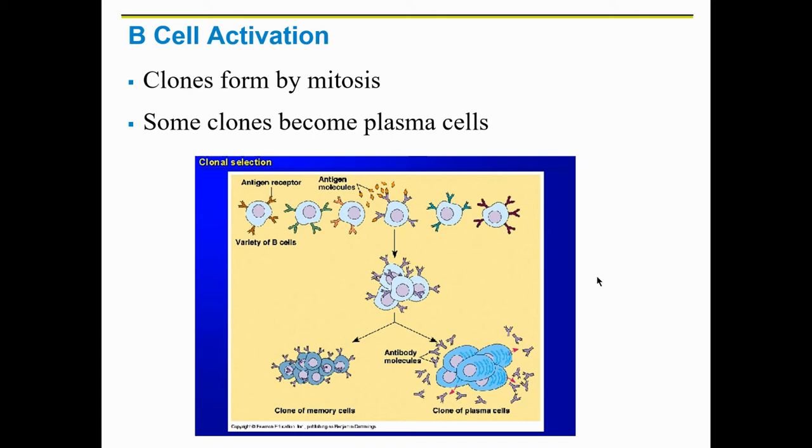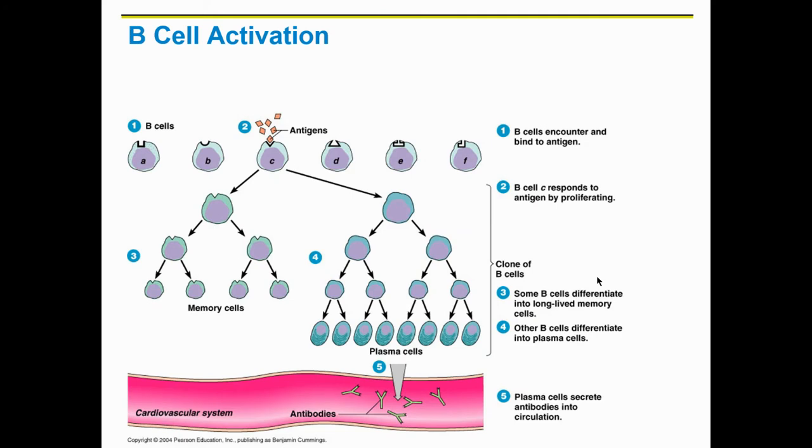Well, what's going to happen next is those clones can become one of two different things. They can either become plasma cells or they can become memory cells. Let's look at the plasma cells first. So, plasma cells are basically little protein factories. And what they do is they shed their surface receptor. They don't look like B cells anymore, and they begin to produce proteins. And these proteins are called antibodies.